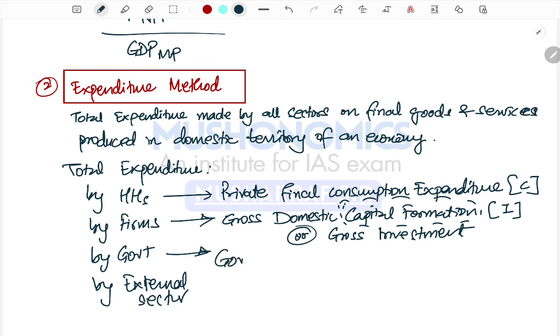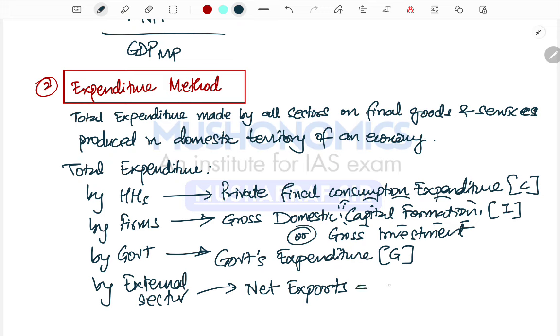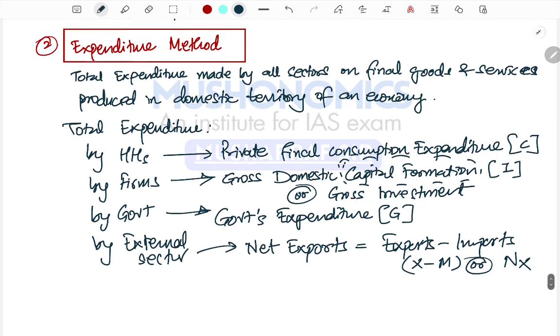By the government it is known as government expenditure, represented by the letter G. And for the external sector, we talk about net exports here. The expenditure done by the external sector is known as net exports. Net exports means exports minus imports. This is represented as X minus M, or you can represent it as net exports, NX. Okay, so this is the total expenditure done in an economy.